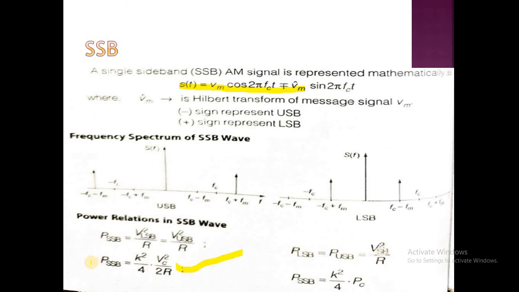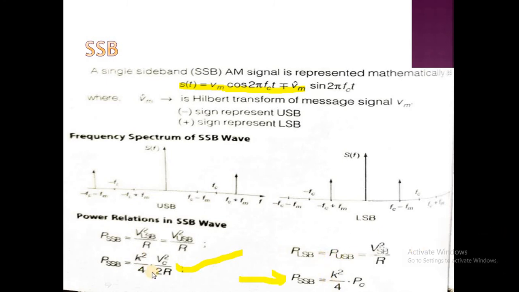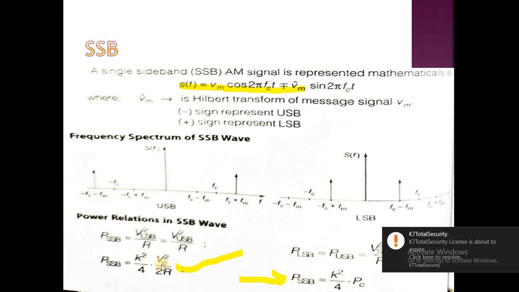So the total power in case of a single sideband is K square by 4 into Vc square by 2R. It can also be written like this: K square by 4 into Pc. Here Pc means Vc square by 2R only. Okay.